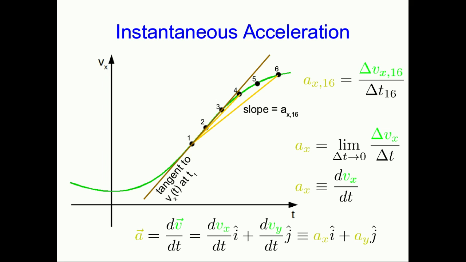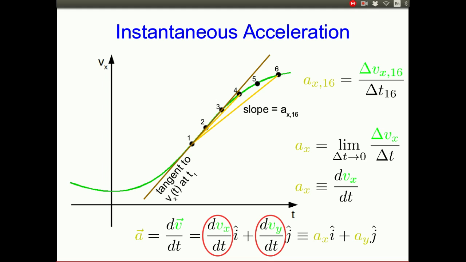And I'll say that you can get the full acceleration vector by taking the derivative of the velocity vector, the time derivative of the velocity vector. What that really means is that you're getting these derivatives of the vx and the vy versus t graphs, and those derivatives are now the components of your acceleration vector.